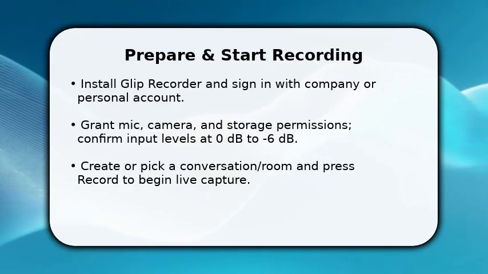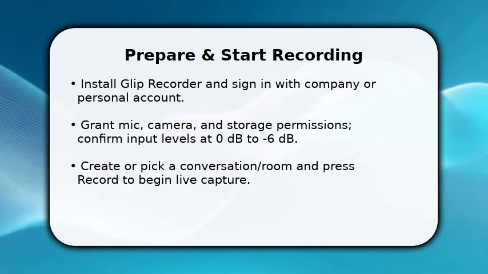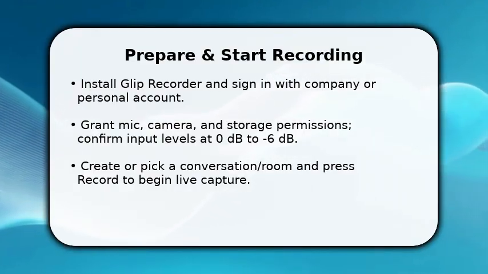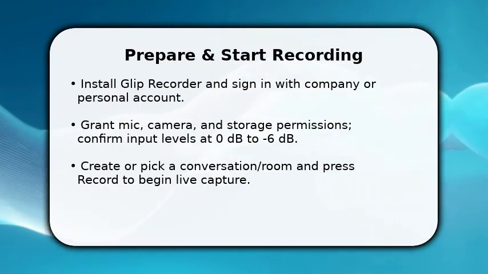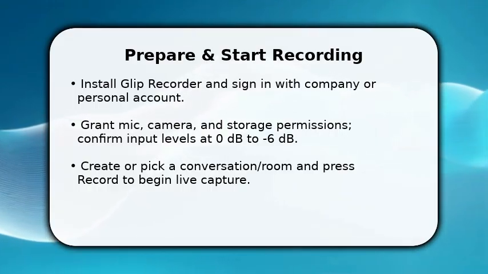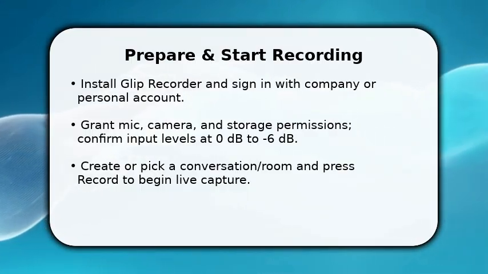You begin by opening Glip Recorder and choosing the conversation you want to capture. This is where context lives, so pick the right room. Grant microphone, camera, and file permissions so the app can record and save. This avoids mid-session failures. Next, check your audio levels, aim for peaks around -6 dB, then press record.